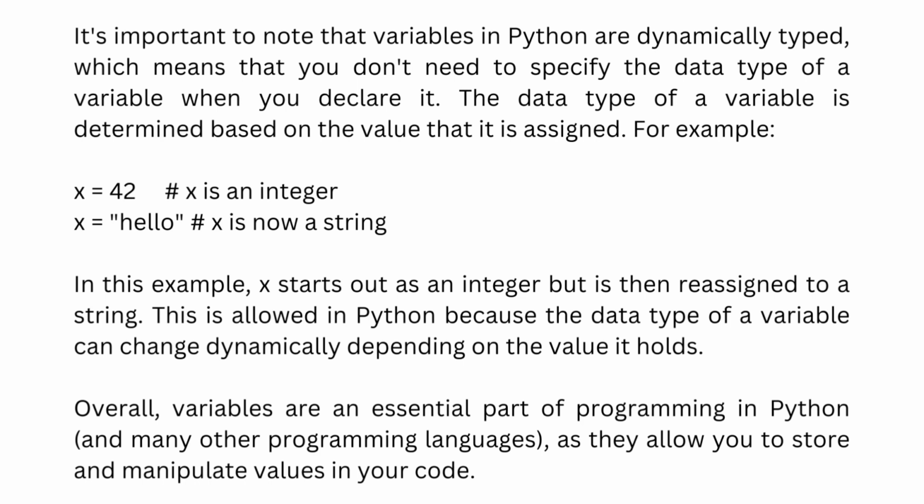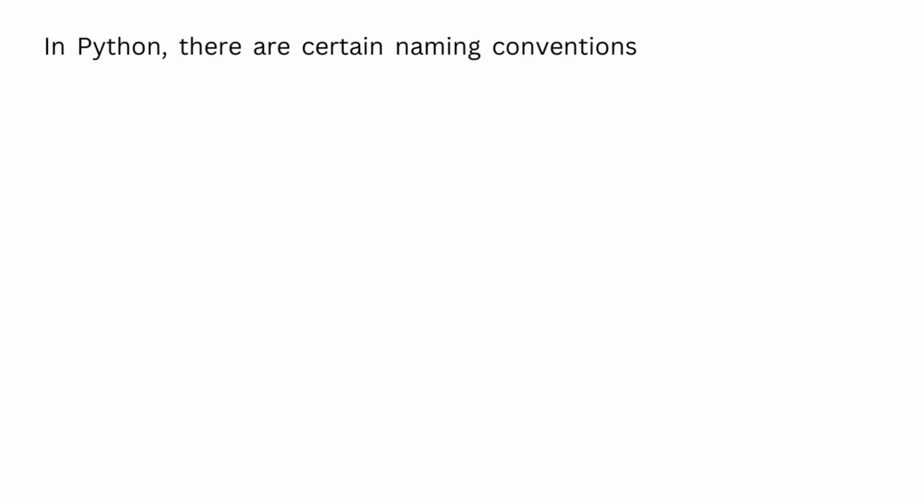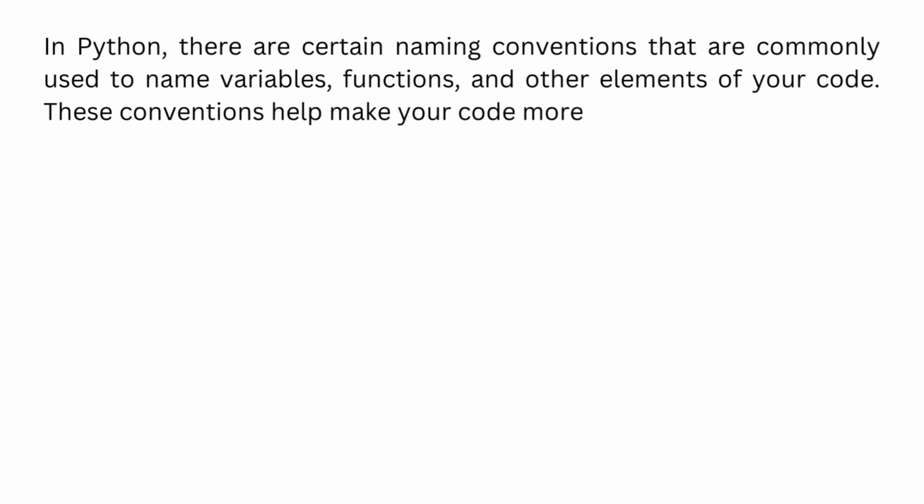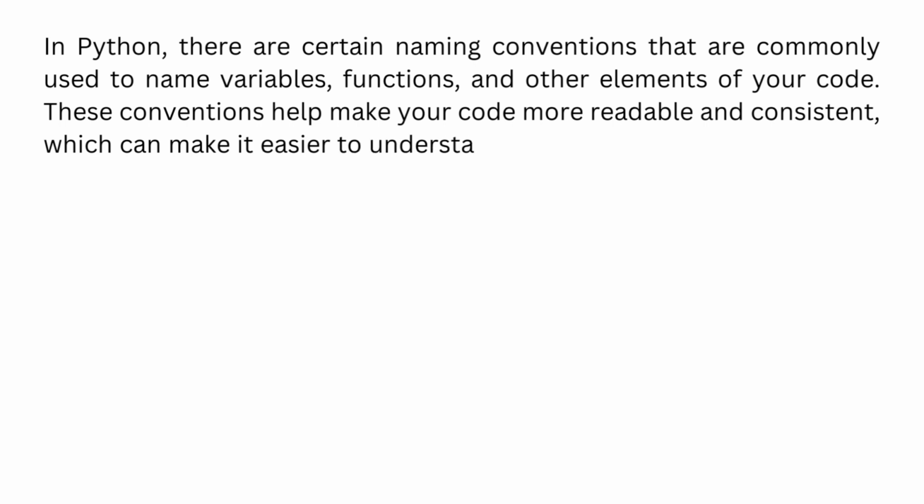Overall, variables are an essential part of programming in Python, and many other programming languages, as they allow you to store and manipulate values in your code. In Python, there are certain naming conventions that are commonly used to name variables, functions, and other elements of your code. These conventions help make your code more readable and consistent, which can make it easier to understand.